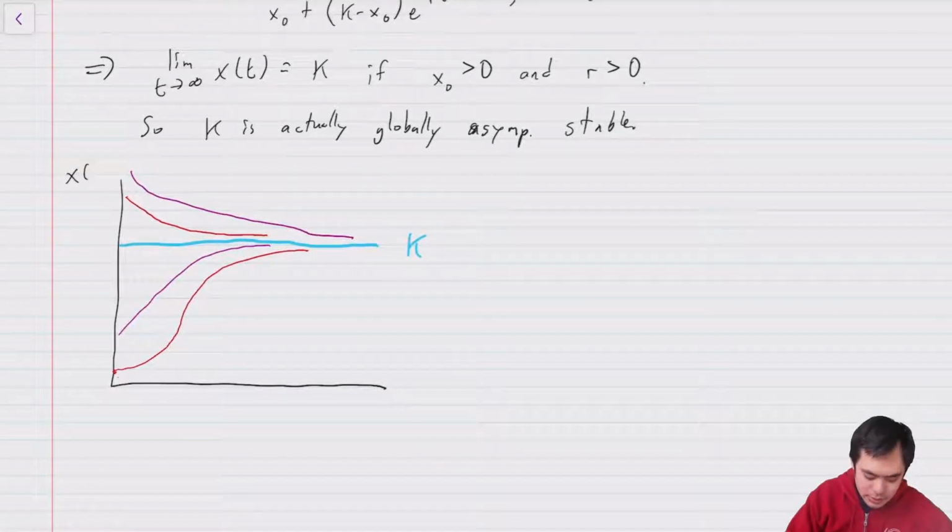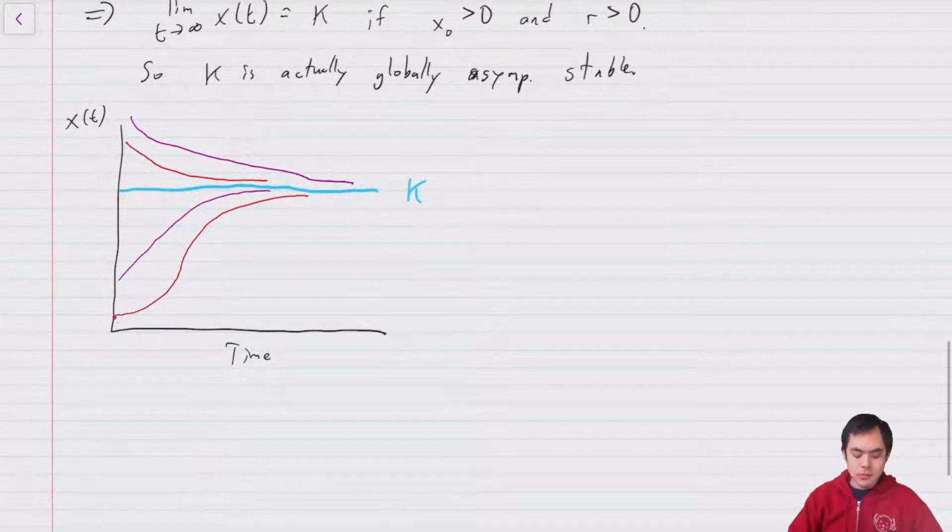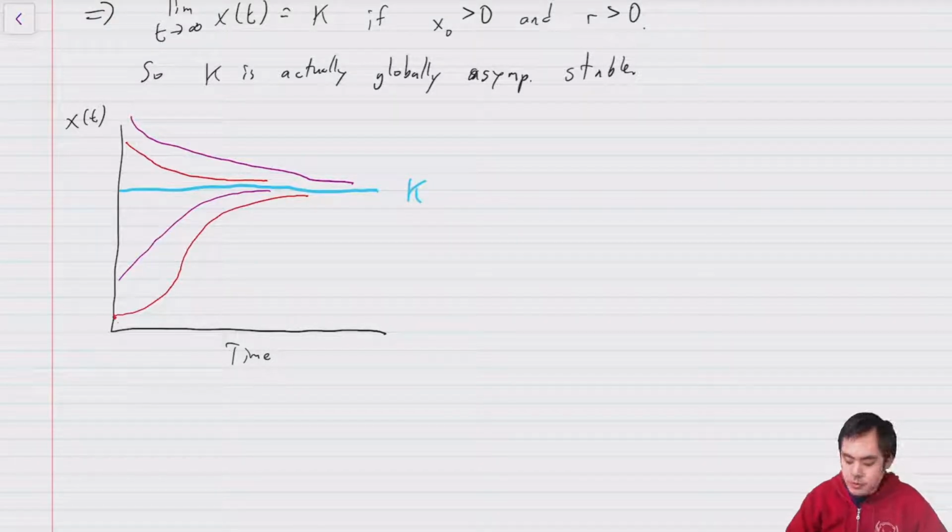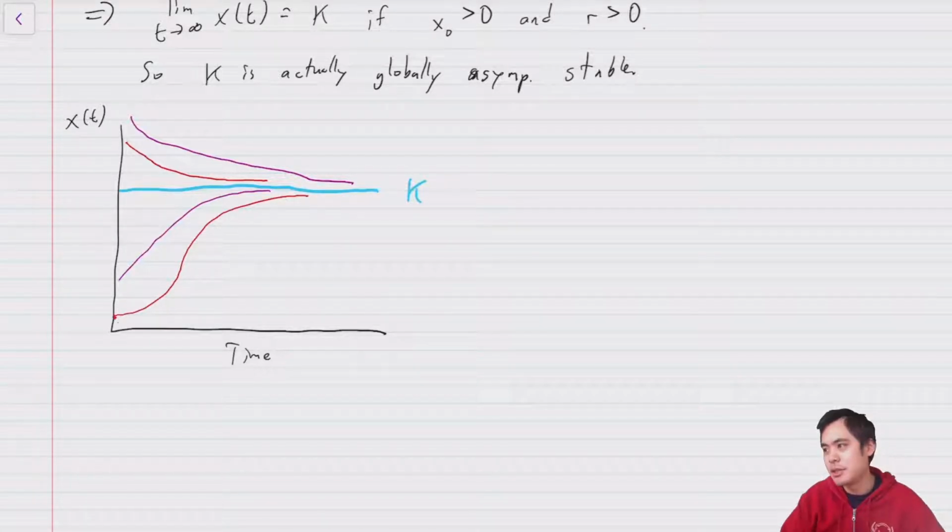So let's say this is x of t, and this is time. So for various initial conditions, you always go to the carrying capacity. Obviously, if you start at 0, then that is an equilibrium, so you just stay at 0, but it's an unstable equilibrium, so even if you're slightly off from 0, you end up going to k, assuming you're positive, since we're only going to talk about positive values since we're talking about populations.